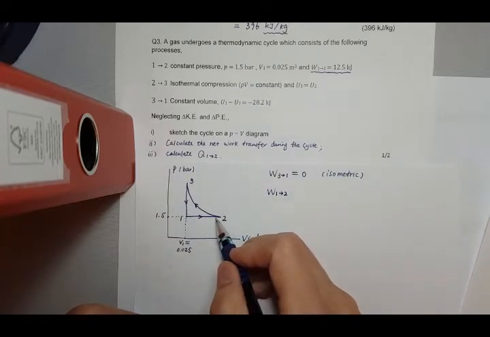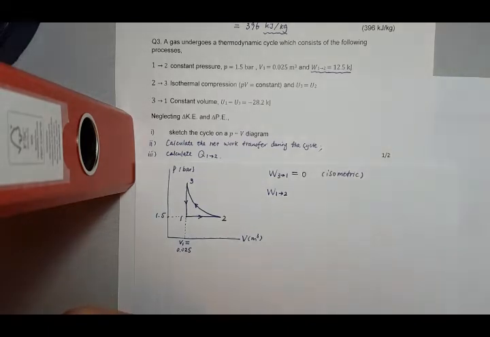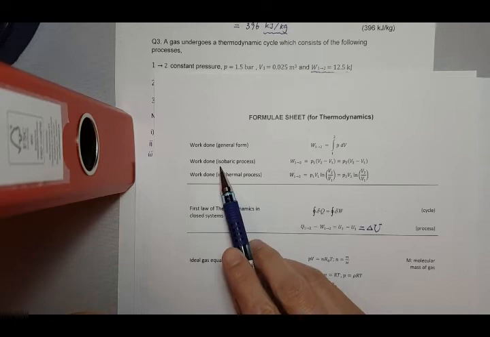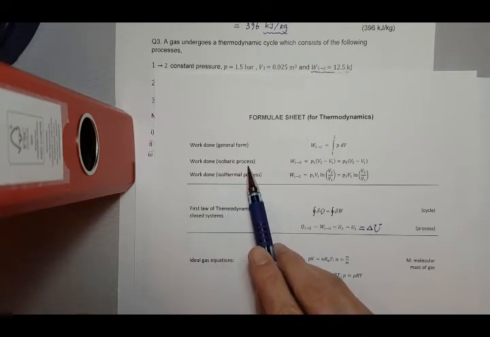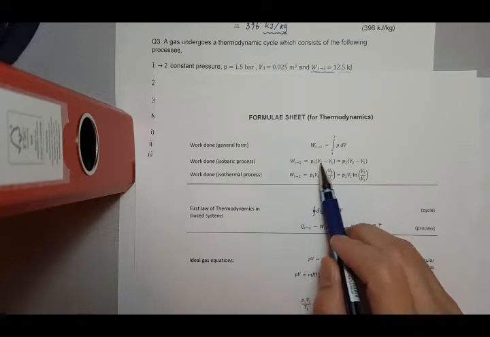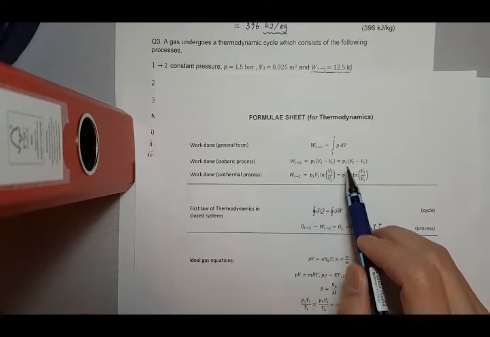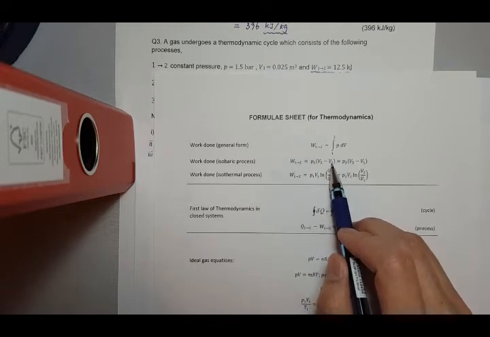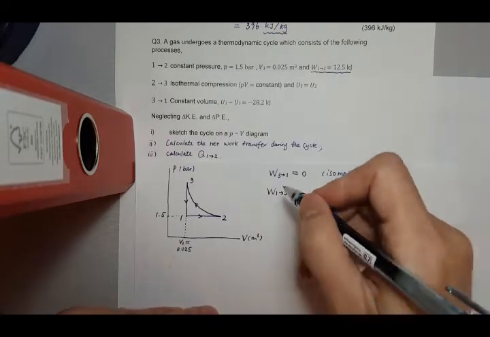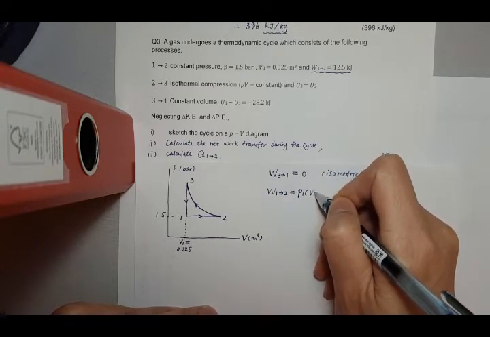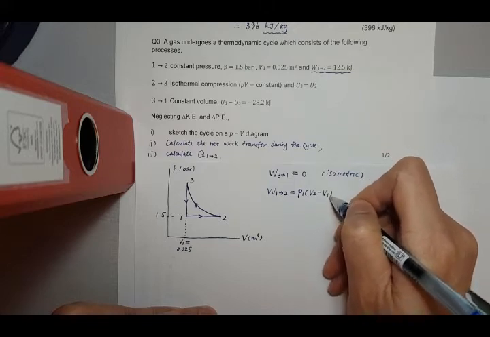1 to 2 is an isobaric process, which is a constant pressure here. So we'll look at the formula sheet again. Actually, the second equation is for an isobaric process. So the work done is equal to P1 or P2, because they have the same value, times the change in the volume, V2 subtract V1. So we're just going to write that equation, P1 times V2 subtract V1.